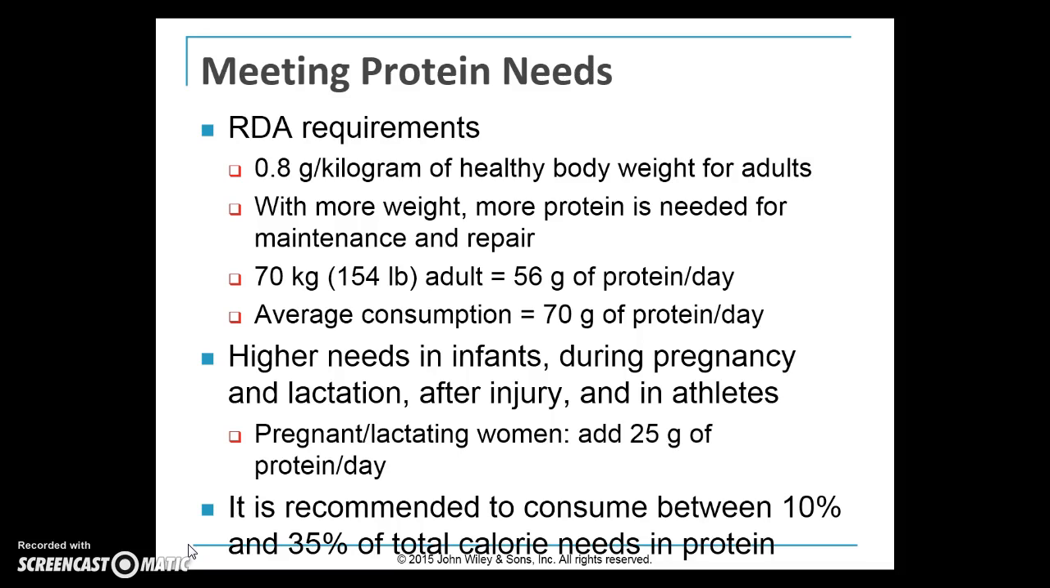And on average, we consume about 70. That's why it's not really an issue on the nutrition facts label. We know that higher needs are in infants, during pregnancy, during breastfeeding, lactation, after injury, and in athletes. Usually we add about 25 grams extra a day for pregnant or lactating women. And the acceptable macronutrient distribution range for protein is between 10 and 35% of our total calorie needs.